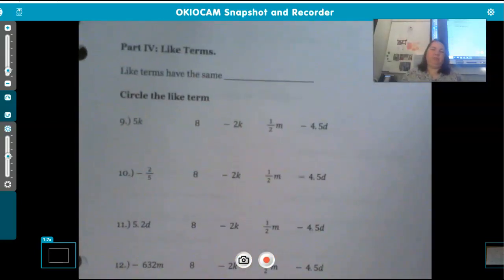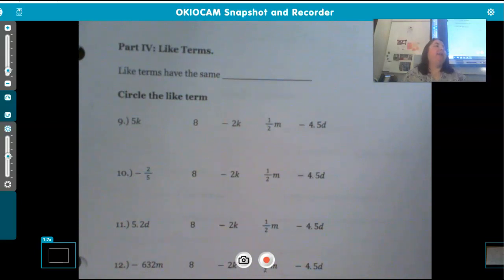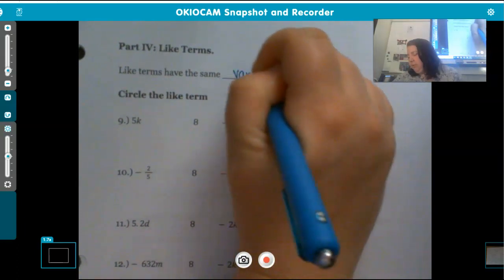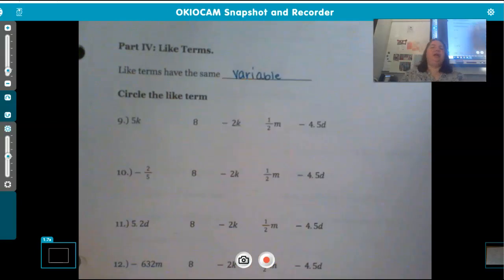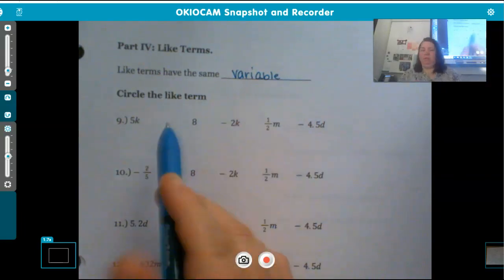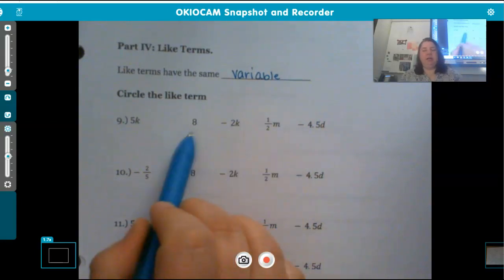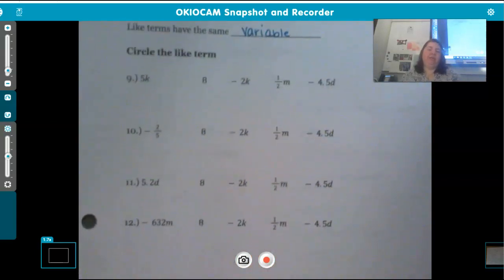So then the other part that we're going to review today is our like terms. Like terms have the same what? Variable. They have the same variable. Now, when we did this unit, I had you highlighting. I had lots of pretty colors. They just weren't in the right place. So we're going to try this a little differently. Rather than giving you problems with multiple variables and having you highlight the like terms, on one side you're going to have the term, and then on the other side a series of choices. You need to circle the like term, and this is how it's going to be on the final.